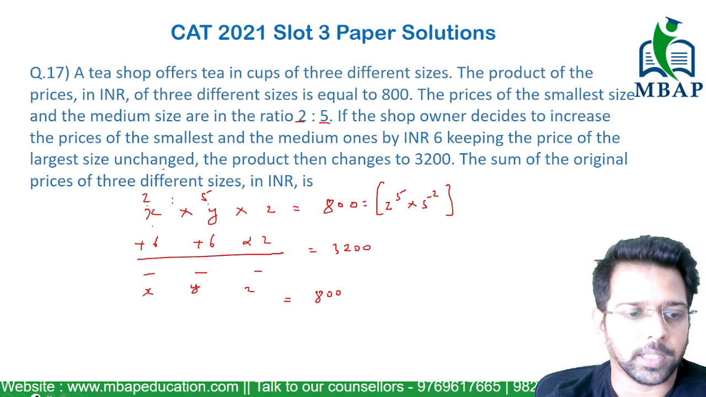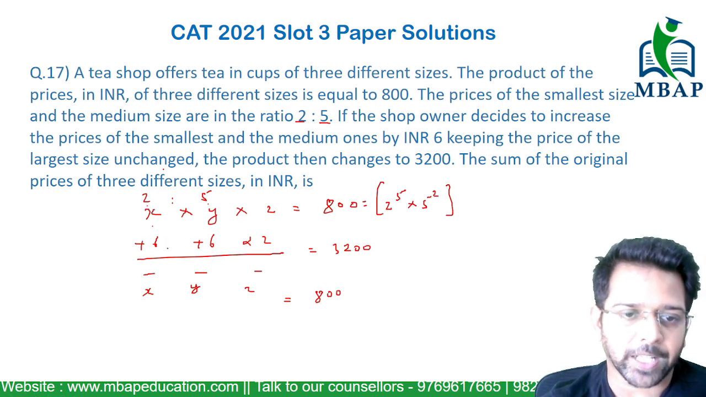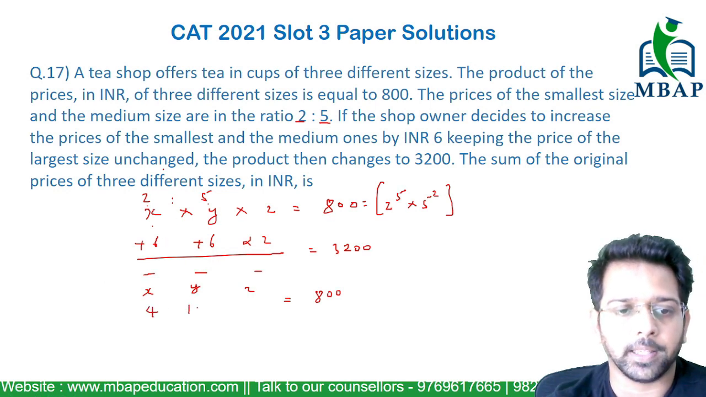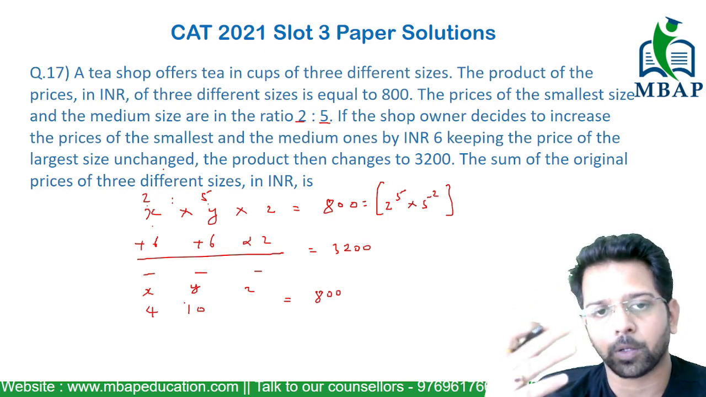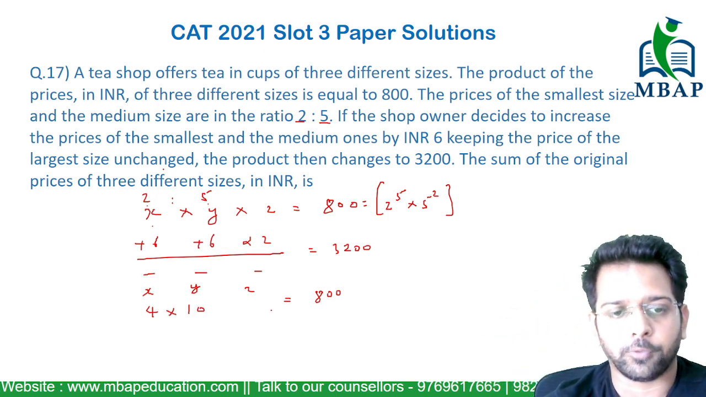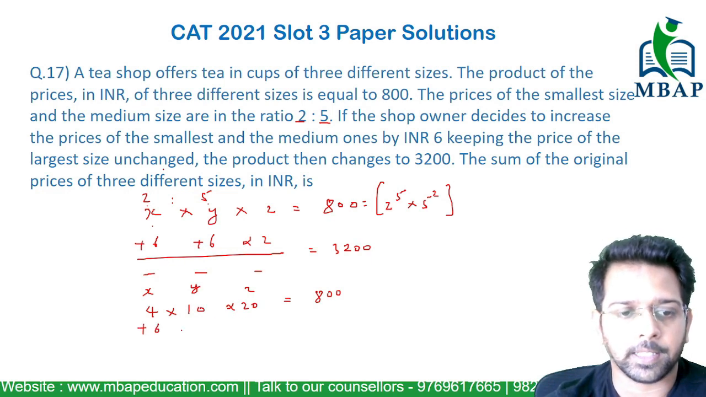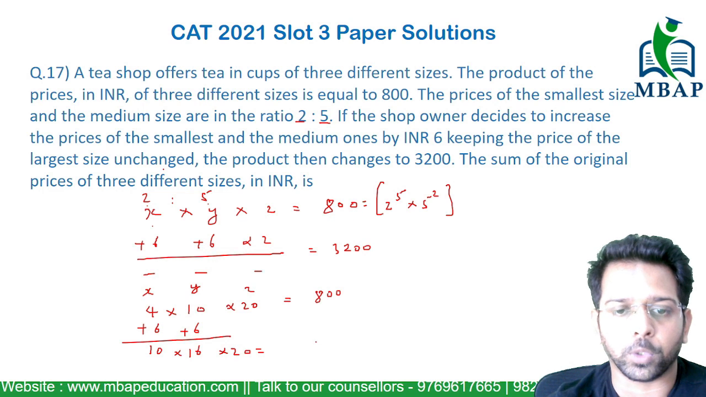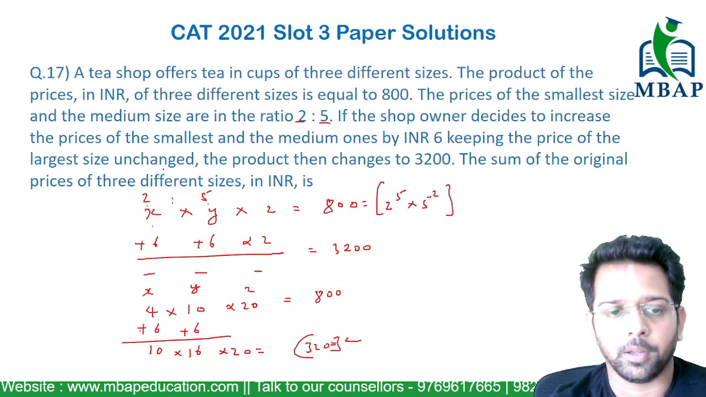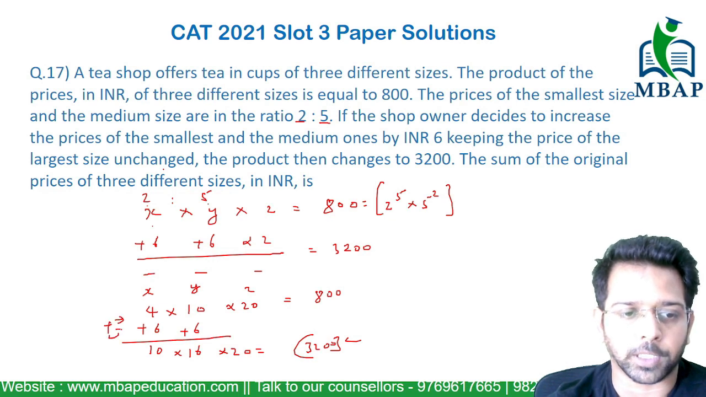You want the product to be 800. The next value which I can assume possibly would be 4 and 10, which is in the 2:5 ratio. So 4 into 10 into 20 will make the value 800. Adding 6 and 6 here, the next value will become 10 into 16 into 20. 16 into 200 will give you the value as 3200, which is perfectly matching also. Very well, the validation was picture perfect.